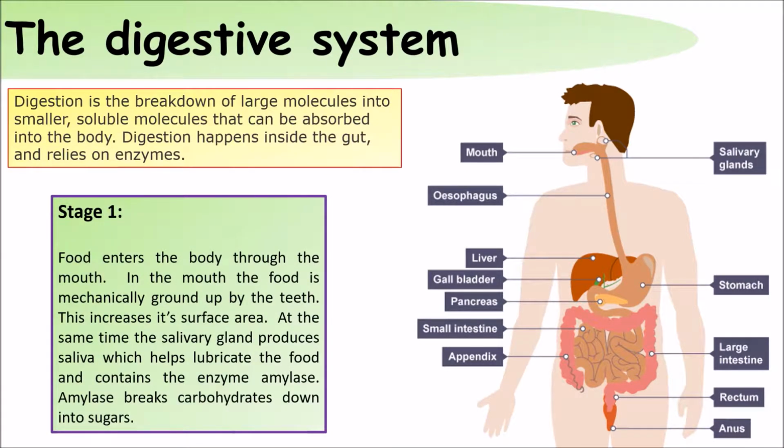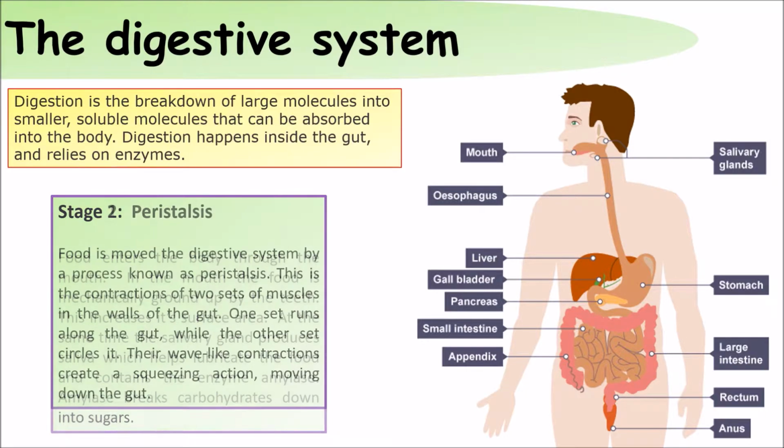Right, the first thing that happens is that food enters the body through the mouth. In the mouth, the food is physically broken down. Because the food is being physically broken down, it increases its surface area. At the same time, saliva is added from the salivary gland. Saliva contains the enzyme amylase, which is a carbohydrase that breaks down carbohydrates into smaller sugars. The saliva also helps lubricate the food.